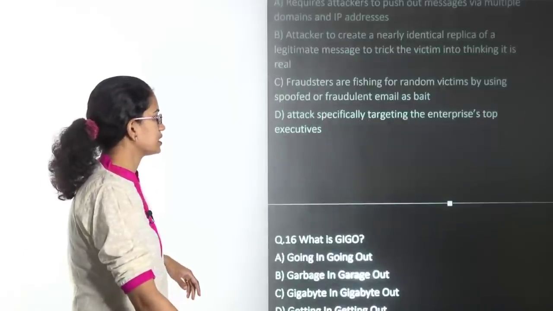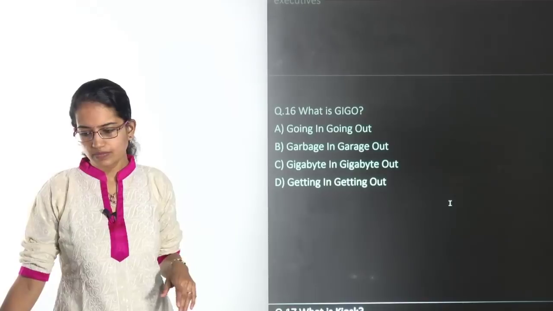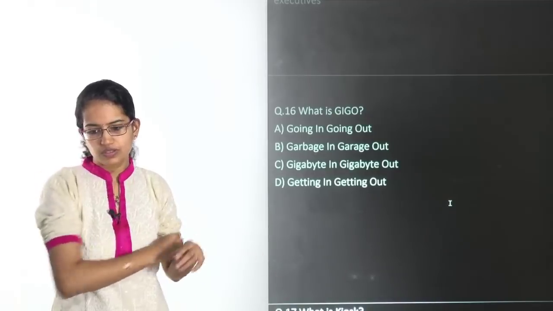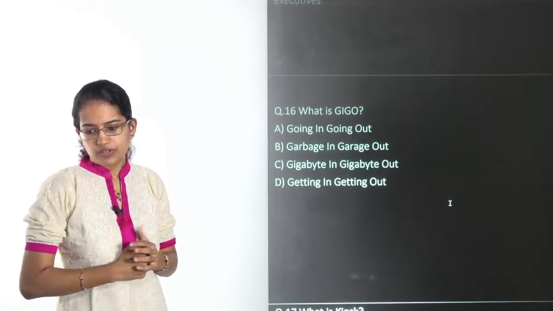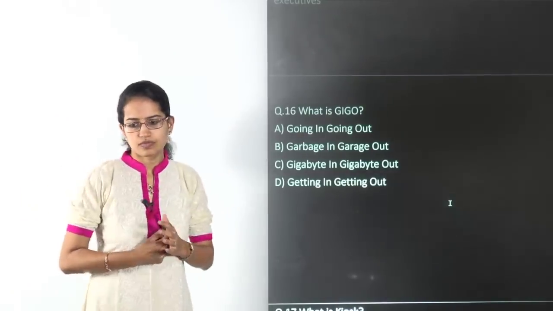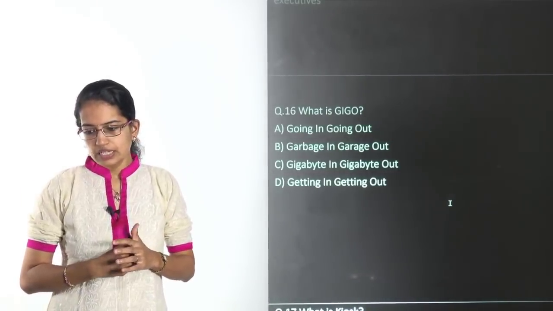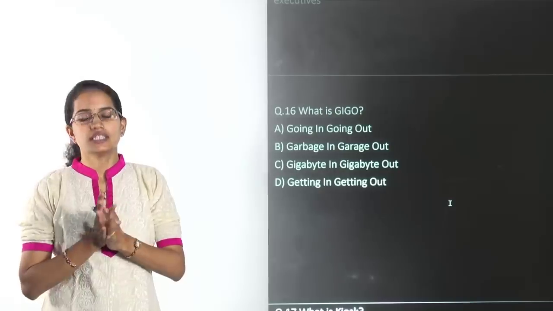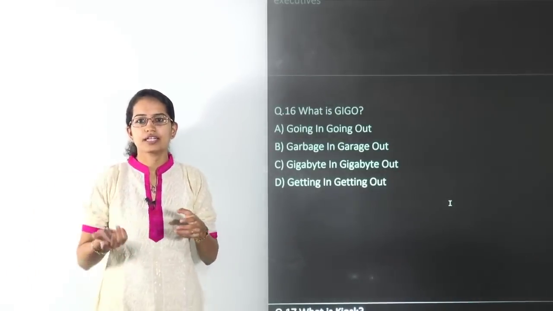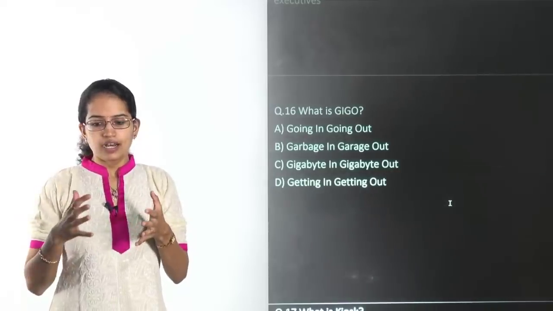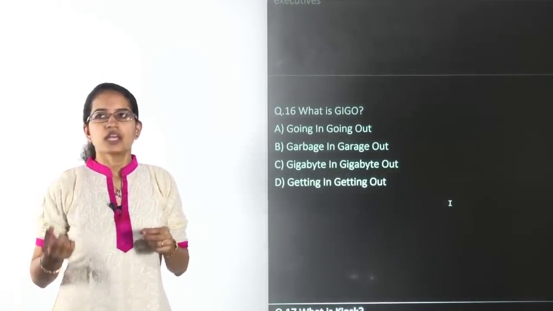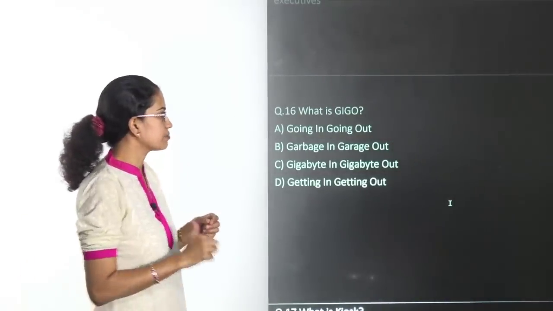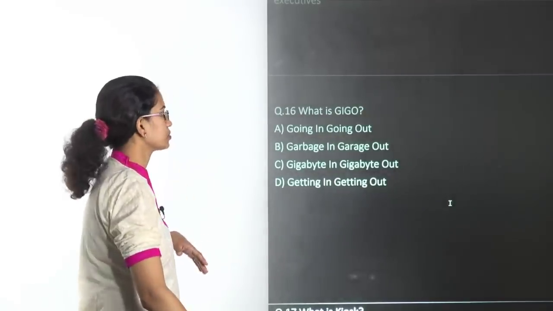Okay. The next question is, what is GIGO? Question number 16, what is GIGO? Great, Nivedita and a lot of you, right answer. So garbage in and garbage out is the right answer, and it pertains to computer errors, which are not actual errors, but data errors that could be seen due to incorrect input given to the system. So because of the incorrect input, the error that comes up is called GIGO. So garbage in and garbage out.